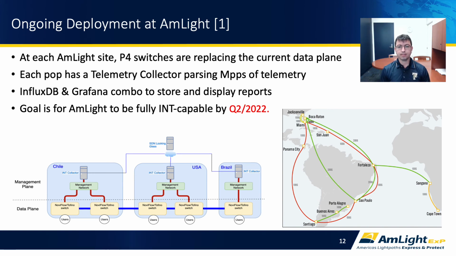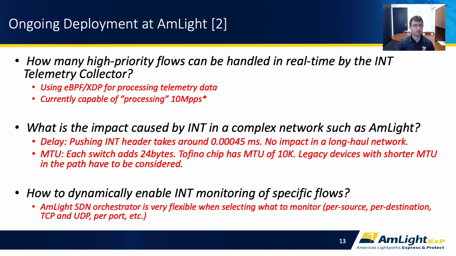So how are we doing this? First, let me give a quick context. AmLight is an international backbone that connects Latin America and Africa to the US. At every POP, in Chile, the US, and Brazil, we have INT switches that export data to the INT collector, and this data processing is centralized in what we call the SCN looking glass. The idea is that we're going to have all the sites with INT-capable switches by Q2 of 2022.